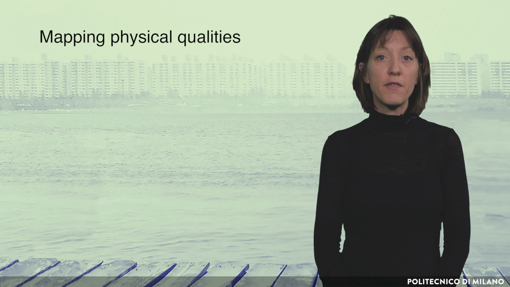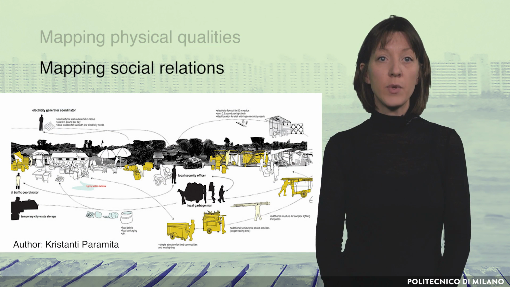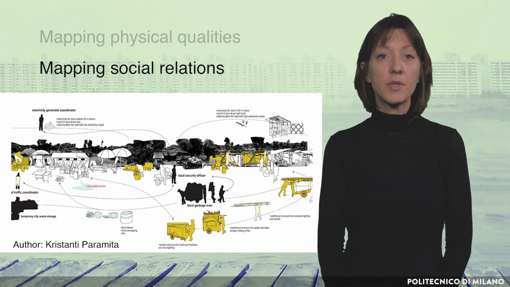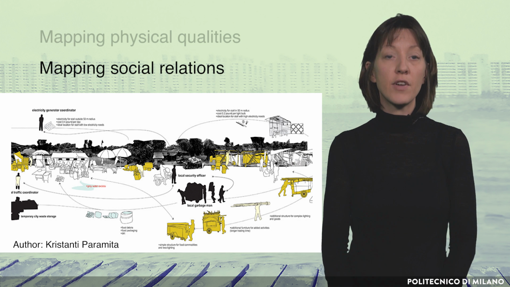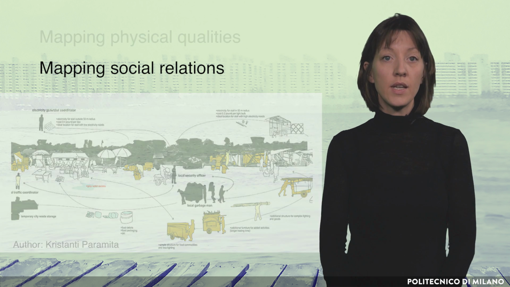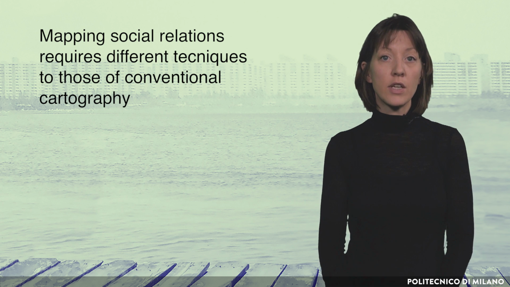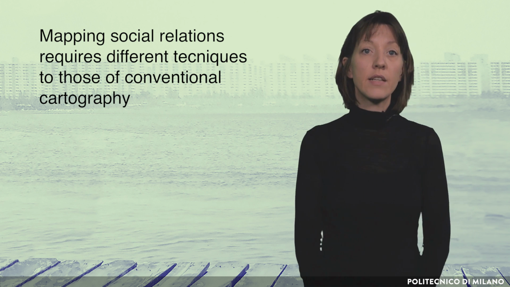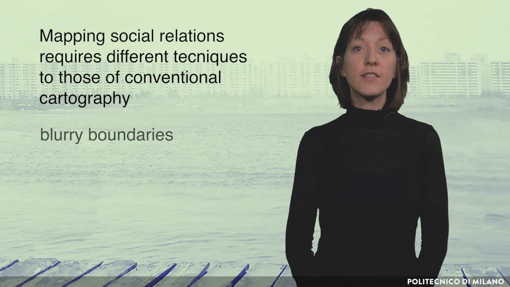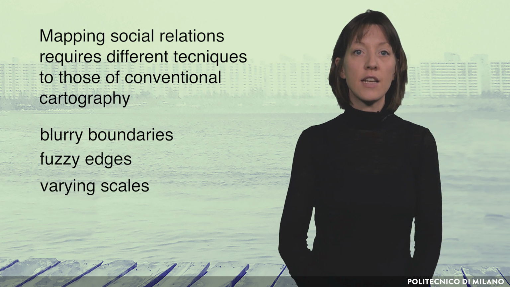Rather than only mapping the physical qualities of space, we could also map the social relations embedded within a place, the way people use a space, or the overlapping claims made on a particular area by different groups of people. Such mapping requires different techniques to those of conventional cartography. We might need to find ways of representing blurry boundaries, fuzzy edges, varying scales, and novel points of view.